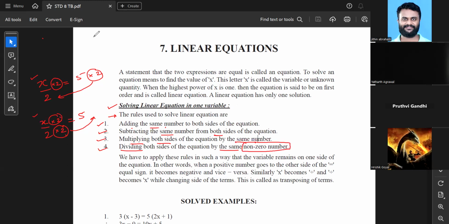Why? Because I've already discussed this topic with you. Any number divided by 0, we generally don't deal with at your level. At your level, teachers might have told you that it is not defined, but technically speaking, it is equal to infinity. It doesn't have a fixed value. It has an infinite value. Hence, we don't divide any number by 0.